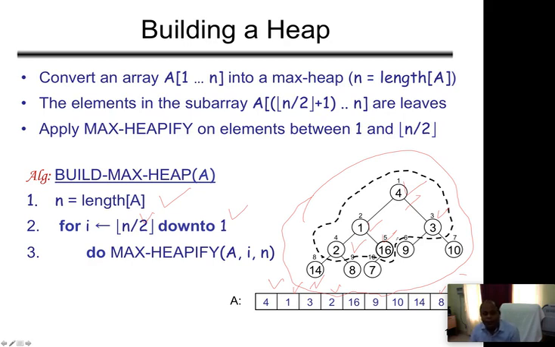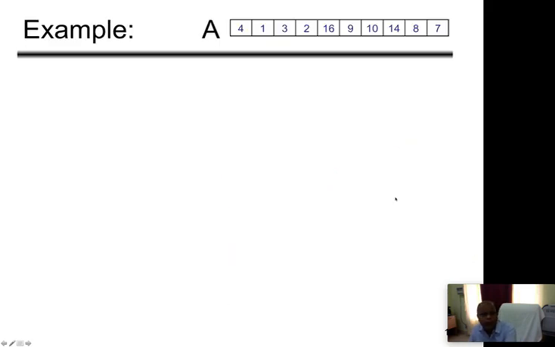Hence, from n by 2 down to 1, we have to max heapify A, i, n. We already know how to max heapify. If you max heapify this, this, this, this, then this, because i will be n by 2 down to 1, i will be 5, 4, 3, 2, 1. If we max heapify these, then we will build a heap.